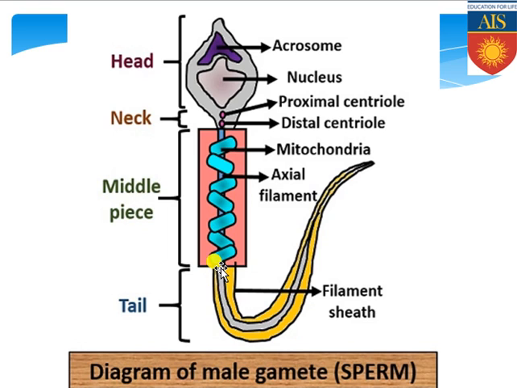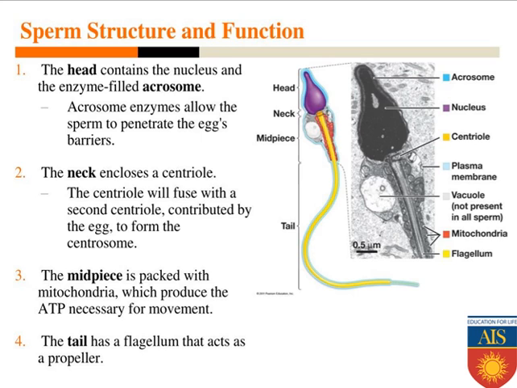After that, there is a filamentous sheath covering the central axis, which is also present within the tail or flagellum. This is the flagellum portion, the last part of the sperm, and it helps in sperm motility. Just see the structure. The head contains the nucleus and the enzyme-filled acrosome. Acrosomal enzymes allow the sperm to penetrate the egg's barriers, or the egg's covering. The neck encloses a centriole. The centriole will fuse with the second centriole contributed by the egg.